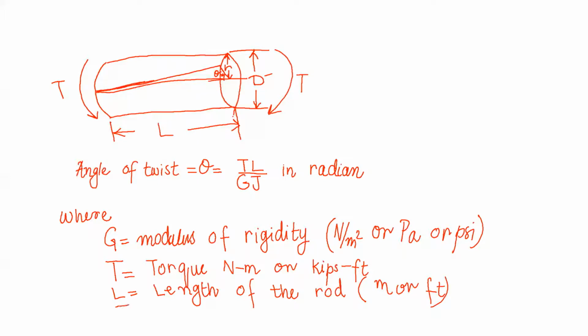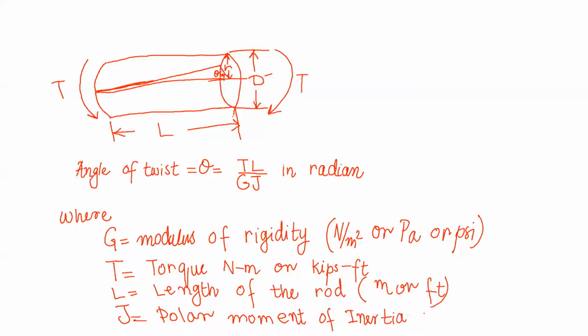Now, what will J be? J is the polar moment of inertia.